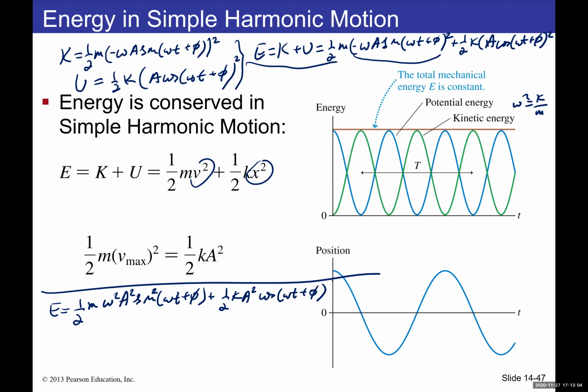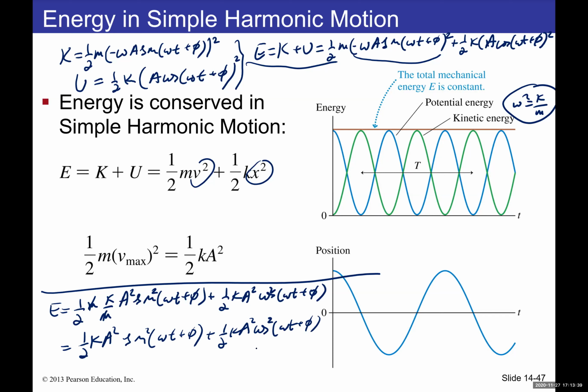Then I'm going to take omega squared that is right here and replace it with k over m. So if I do that, see what happens. If I replace this omega squared with k over m, then the m's cancel out, and what I end up with is this. It's 1/2 k A squared for this term, which is then sine squared of omega t plus phi, then plus 1/2 k A squared here, then cosine squared of omega t plus phi. Okay. If I factor out 1/2 k A squared, then I end up with this.